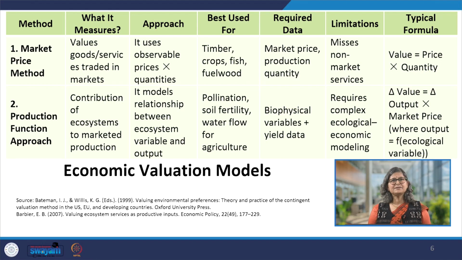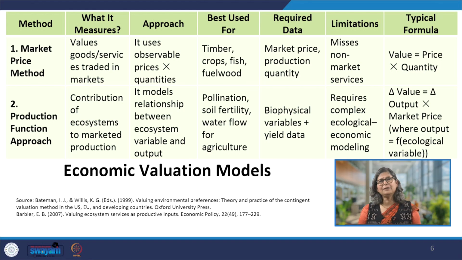What does it measure? Values of goods and services traded in markets. The approach it uses is observable prices multiplied by quantities. It is used for something visible, tangible, like timber, crops, fish, fuel wood. Required data: market price and production quantity. The limitation is that it misses non-market services.